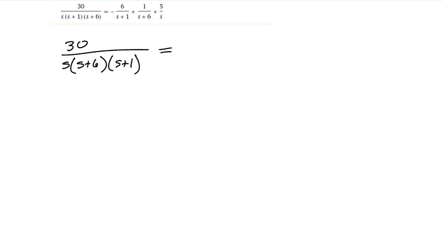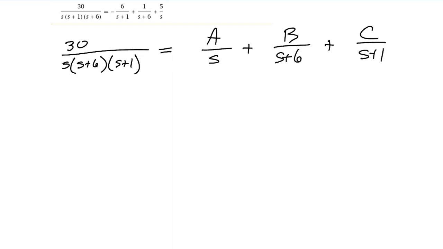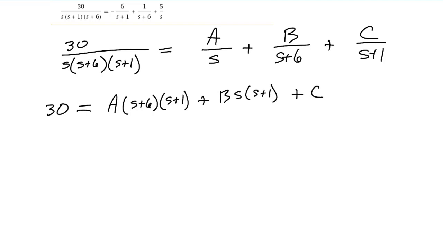And so the idea here would be this is going to equal a over s plus b over s plus 6 plus c over s plus 1. If we multiply everything by the denominator of the left-hand side, then that side reduces to 30. On the a term, the s will cancel and will leave us with s plus 6, s plus 1. On the b term, the s plus 6 will cancel and we'll get just, I guess, s plus 1. And on the c term, the s plus 1 will cancel and we'll get s times s plus 6.